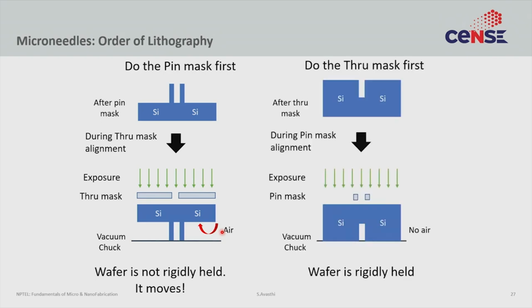So all we had to do was just switch the process. So we did the through mask first, and then when we turn the wafer upside down, now we don't have these needle-type thingies on the bottom, right? We still have holes, but we still have by and large a flat surface of silicon. So now that silicon surface is held tightly on the vacuum chuck. When you do the second alignment, the wafer doesn't move around, the misalignment doesn't occur.